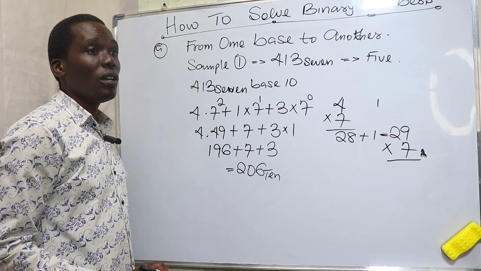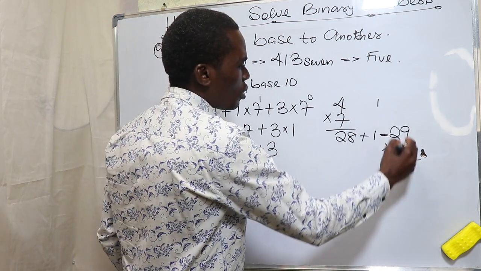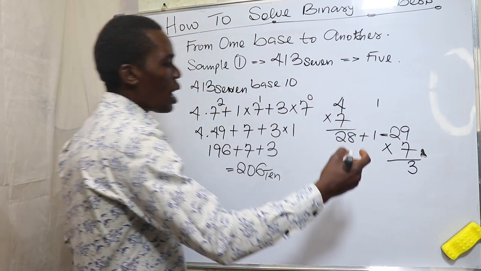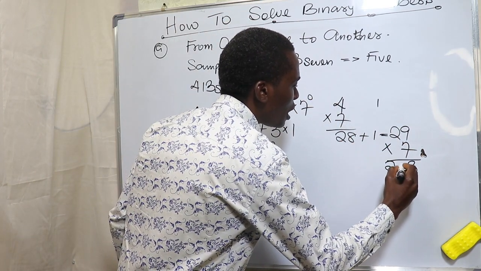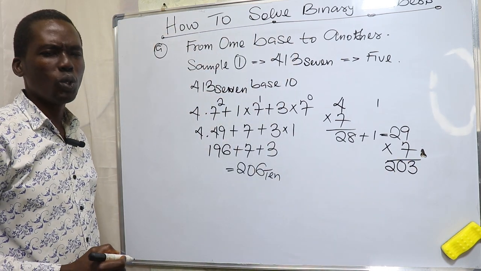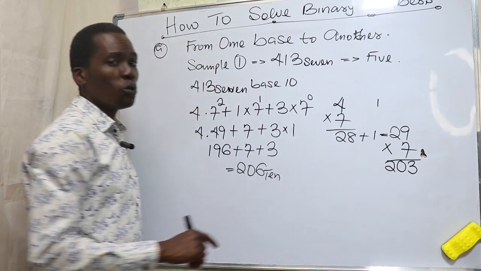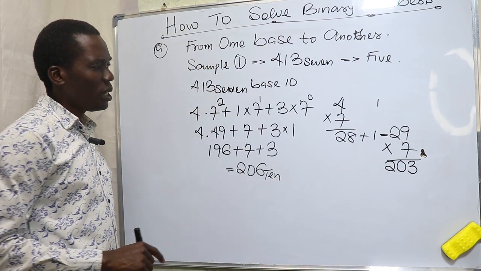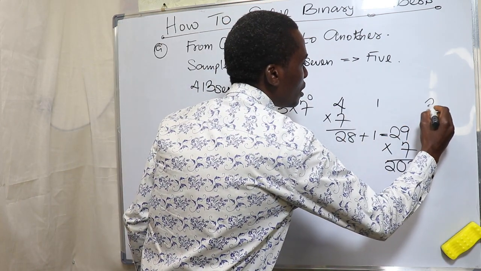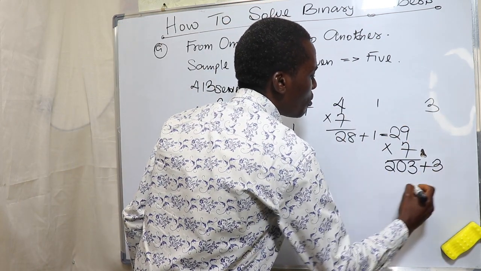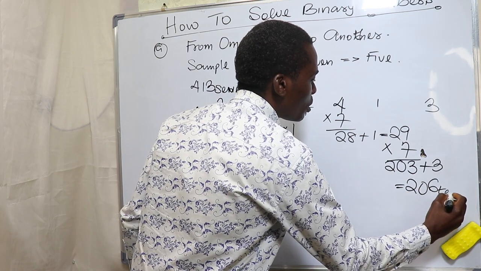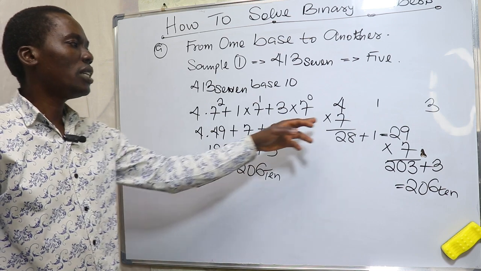29 times 7, if we multiply that, will give us 3 remainder. 7 times 2 is 14. We add the remainder, 6. That will give us 20. So this one will give us 203. So what we will do now is add it to the next one. The next one is 3. So if we add 3, the answer will become 206 in base 10. So you see, this one is easy.